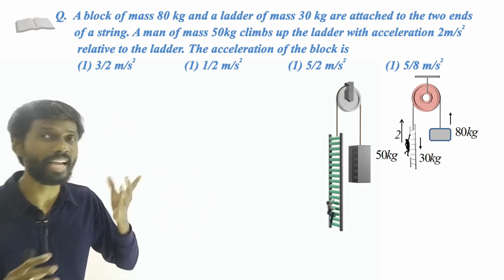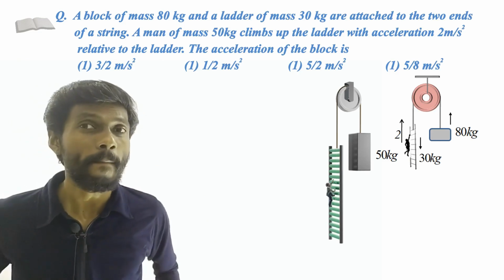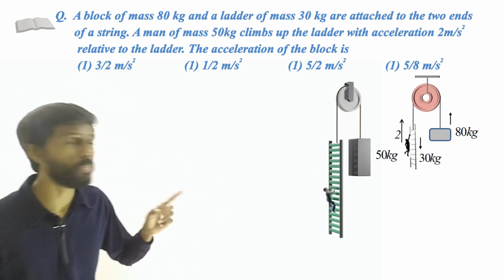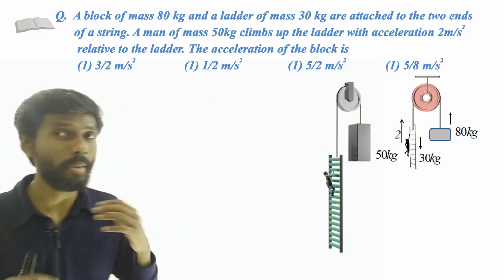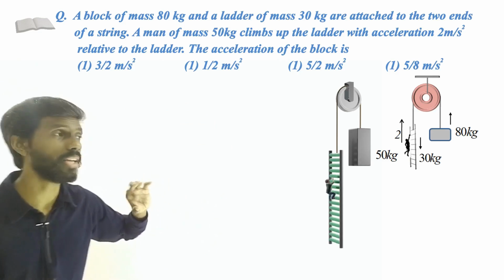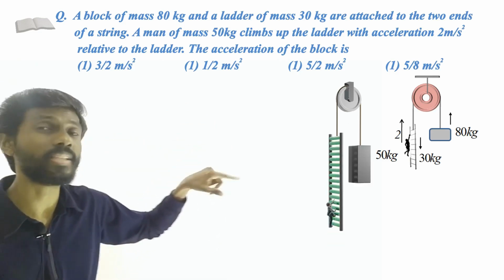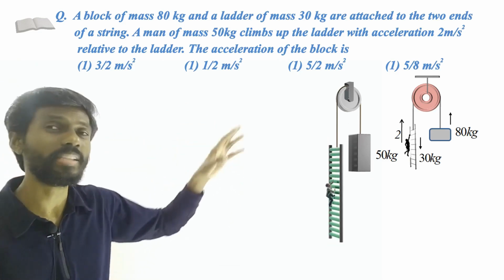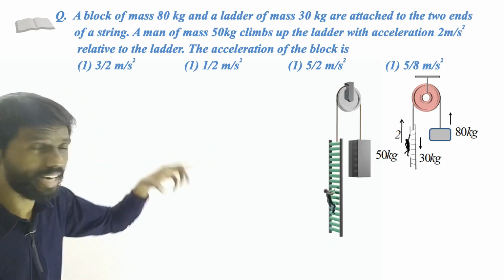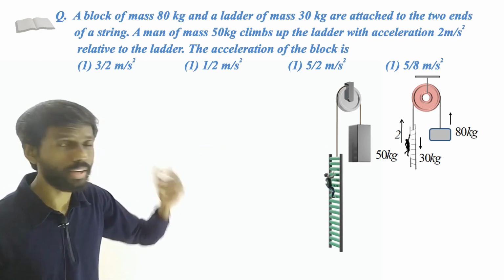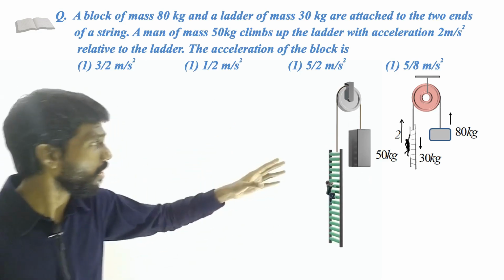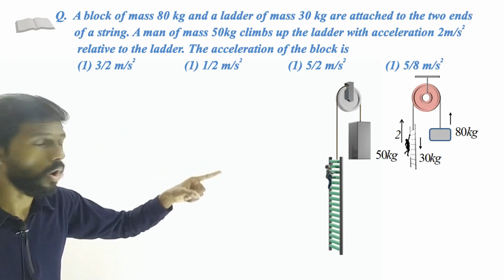He is moving with acceleration 2 meter per second square, but that 2 meter per second square is only the relative acceleration with respect to the ladder. His actual acceleration may be different, so we have to subtract. The ladder is moving in the opposite direction, so his actual acceleration is 2 minus the acceleration of the ladder, right? 2 minus a is the actual acceleration of the man. The ladder has downward acceleration a, the block has upward acceleration a, right? That's all. Now let us write the equation for all three objects, the ladder, block and the man.